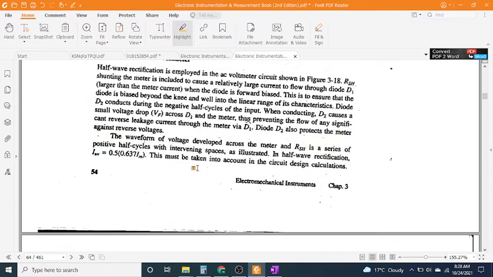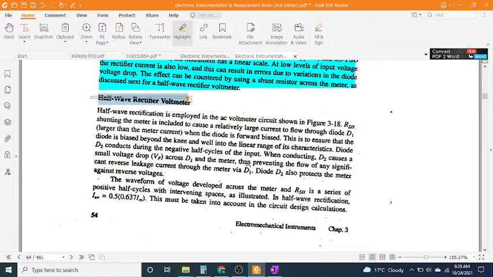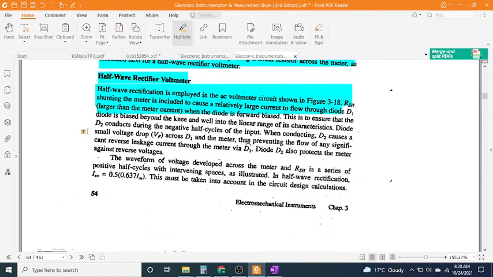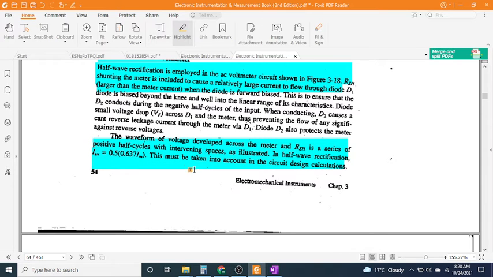Half-wave rectifier voltmeter. Half-wave rectification is employed in the AC voltmeter circuit shown in Figure 3-18. The shunt resistor R sh is included to cause a relatively large current to flow through diode D1. Positive half-cycles pass with intervening spaces, as illustrated. In half-wave rectification, I average equals 0.5 × 0.637 I peak. This must be taken into account in the circuit design calculations.